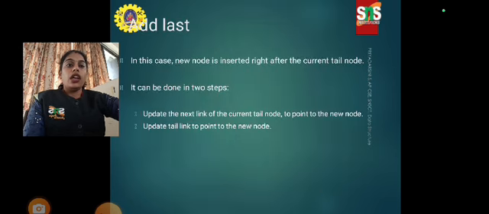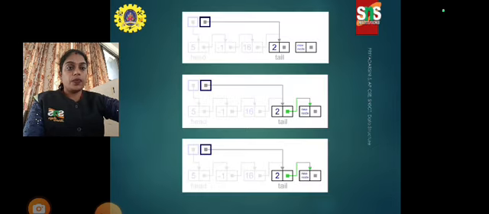Okay. In another scenario, that is also a simple one, we have to insert a node at the end. Nothing but we have to insert, connect, or link a node in the tail part. It can be done in 2 steps. Update the next link of the current tail node to point to the new node, and update the tail link to point to the new node. See, here 2 is given in the tail node.